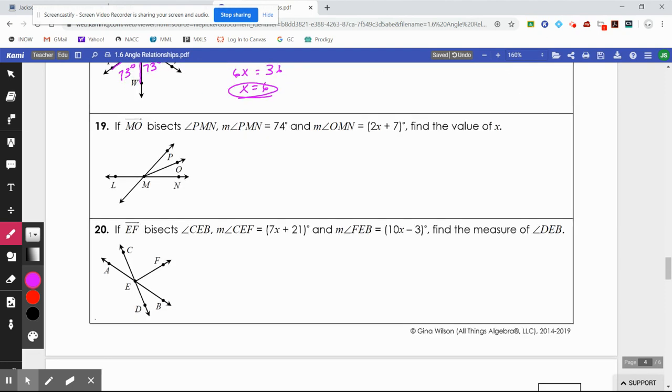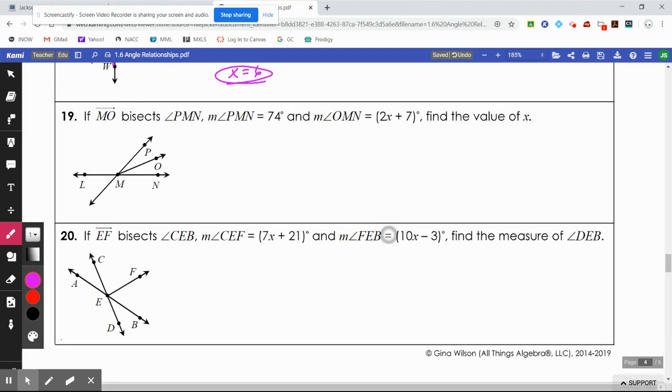Okay, a couple more problems here. If MO right here bisects, again, it means cuts it in half. It bisects this angle, so these two small angles right here have to be the same size. PMN, that's this whole angle here. PMN is a 74-degree angle. Since that's 74 and this bisects it, I'm going to cut that in half, and that means each of these smaller angles would have to be 37 degrees. That's 74 cut in half.